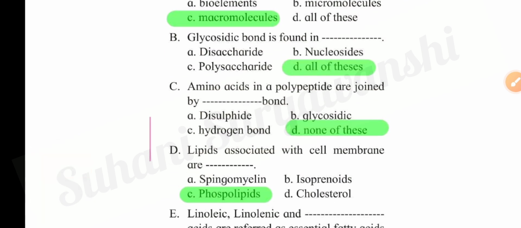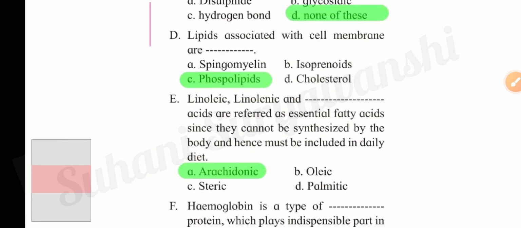C. Amino acids in a polypeptide are joined by dash bond. A. Disulfide bond. B. Glycosidic. C. Hydrogen bond. And D. None of the above. So the correct answer is none of the above. Question D. Lipids associated with cell membrane are dash. A. Sphingomyelin. B. Isoprenoids. C. Phospholipid.